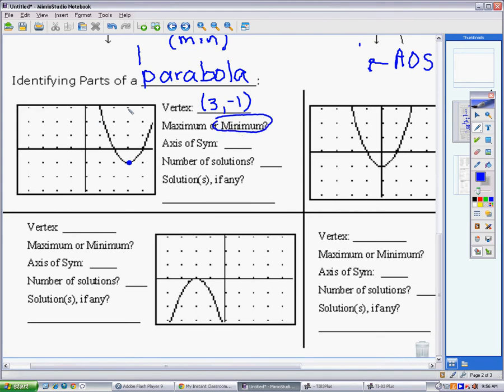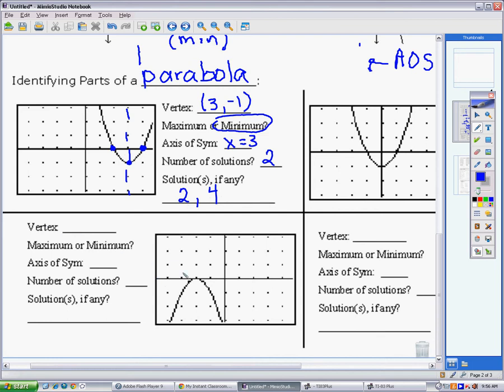My axis of symmetry is going to go right through that vertex point, so it's going to be x equals, because it's a vertical line, and it's going through 3, whatever the x coordinate is. So my axis of symmetry is x equals 3. The number of solutions, 2. We're looking at the x-intercepts for the number of solutions, and my parabola crosses the x-axis 2 times. What are they? Well, it crosses at 2, and it crosses at 4. So my solutions are at 2 and 4.